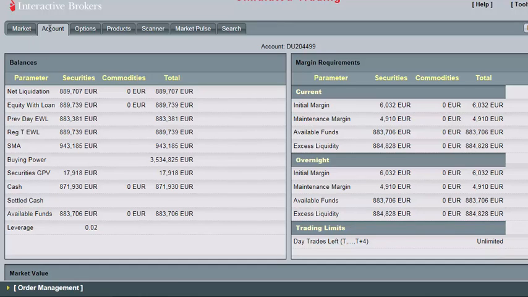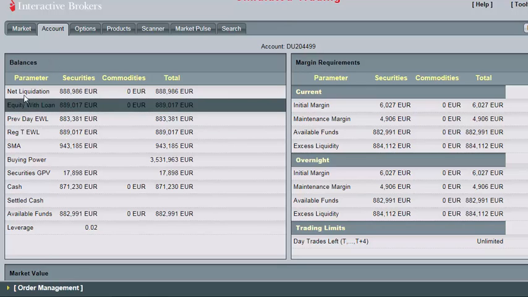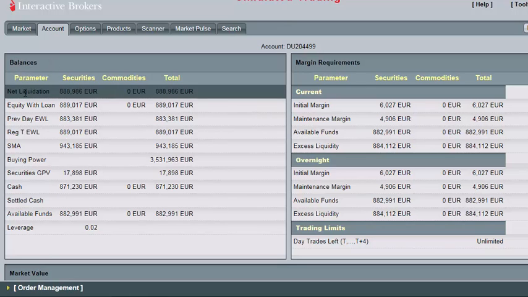So we've clicked in here now to the account tab, and I'm going to talk you through most of what you see in front of you. On the left hand box here, what we have are balances, and the bottom line for you when you're ever looking at this, the net liquidation is the total value of your account at the moment.